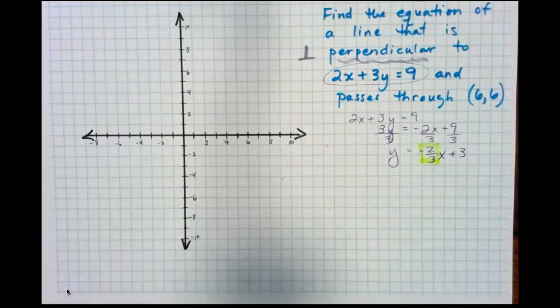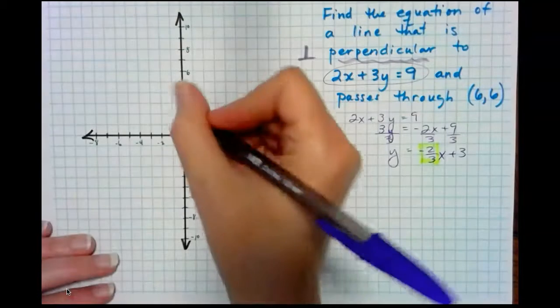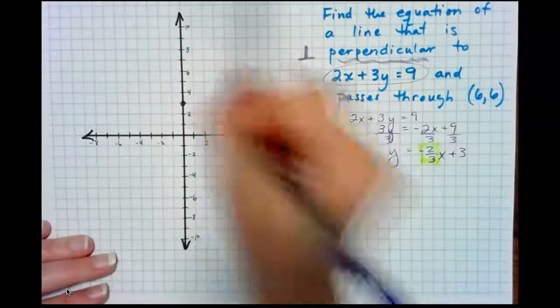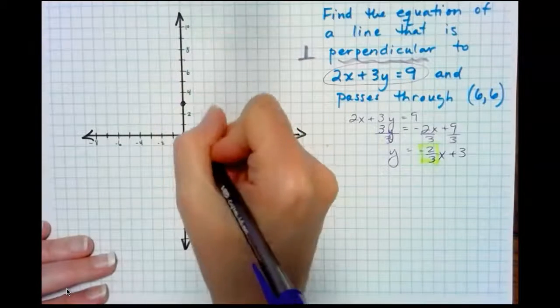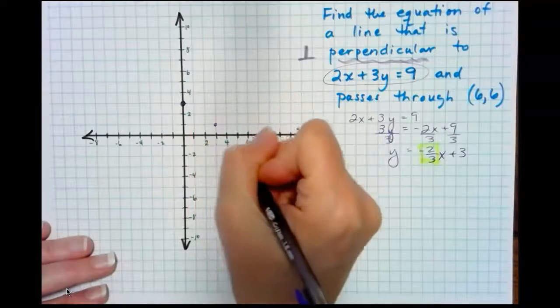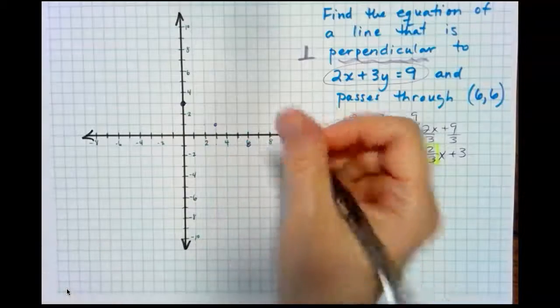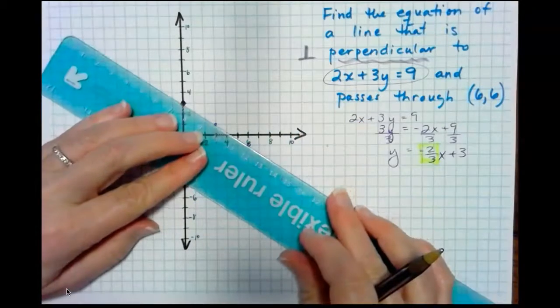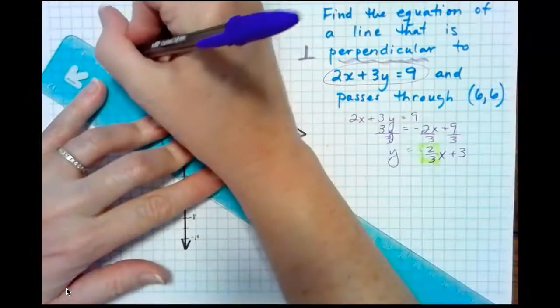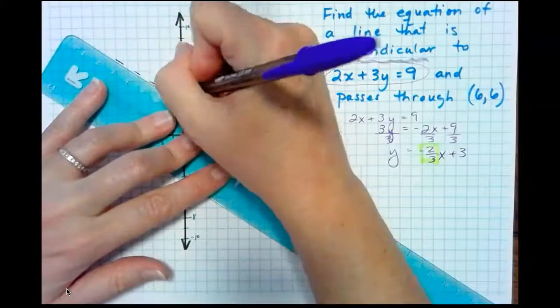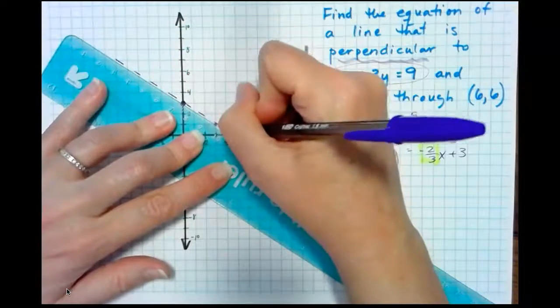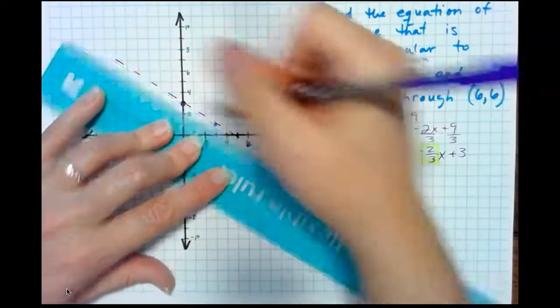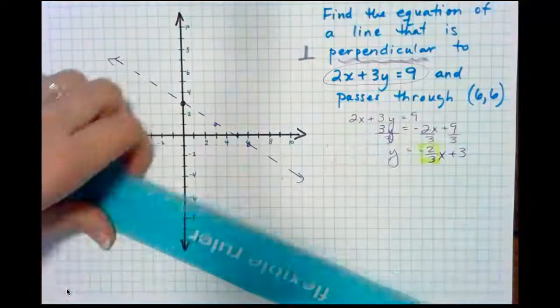-2/3 is the slope of the given line. Let's go ahead and graph the given line and we'll let it be auxiliary. So +3 is the y-intercept, down 1, 2, 3, down 1, 2, 3. So here's our given line. I'm going to draw it dashed because it's not our answer, but it will help us get to our answer. There we go, given line.